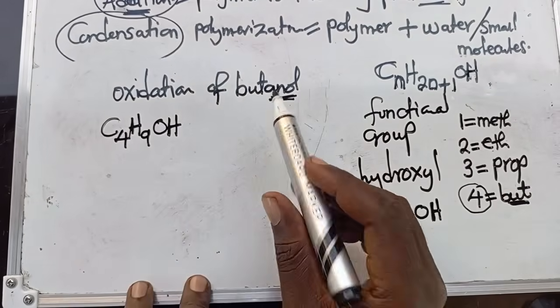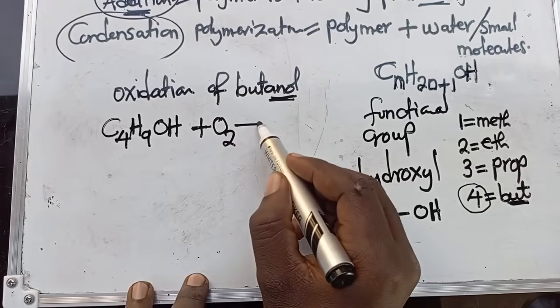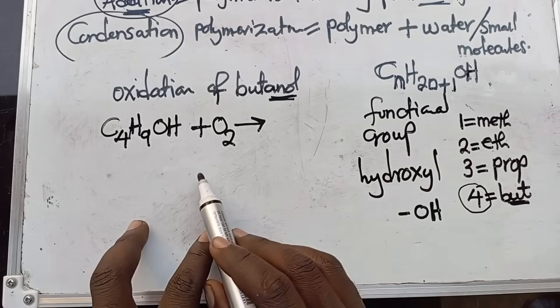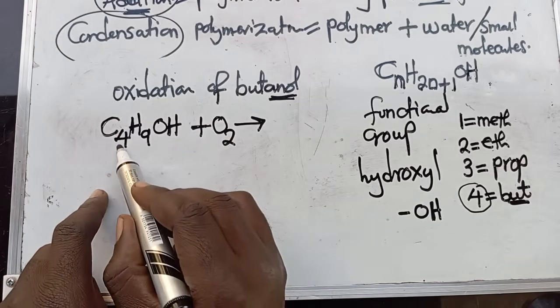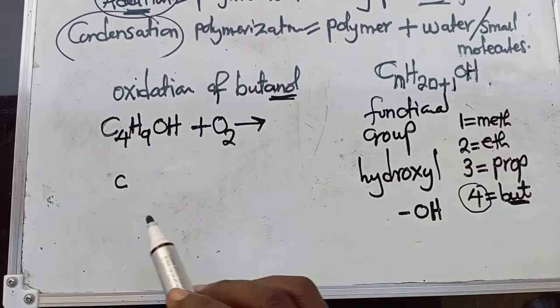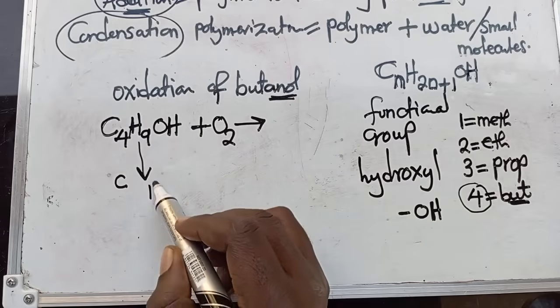So it is oxidation of butanol. I say plus oxidation, it is reacting with oxygen. What is formed this side is a carboxylic acid. The name of the carboxylic acid is butanoic acid. So what I'm going to do is this: you need to know that 1 carbon gets to drop, to form a functional group. So one carbon is dropped, 2 hydrogens are dropped there.